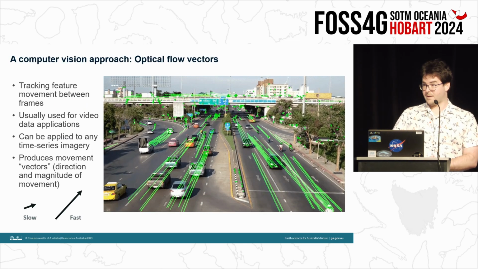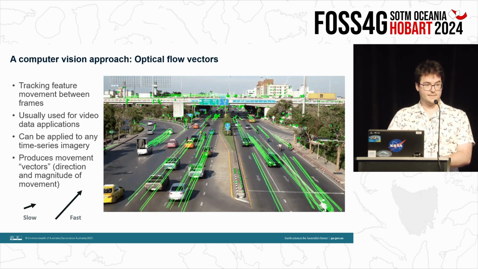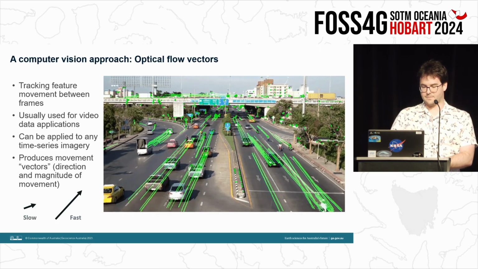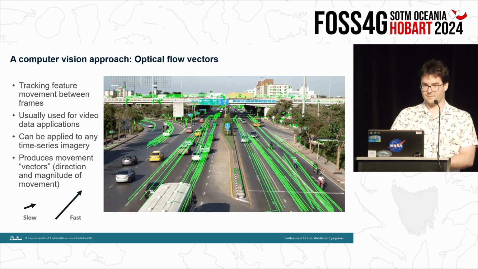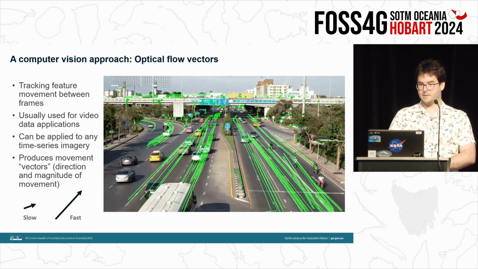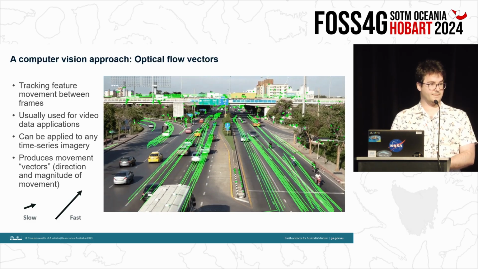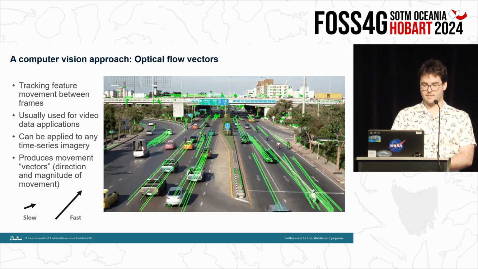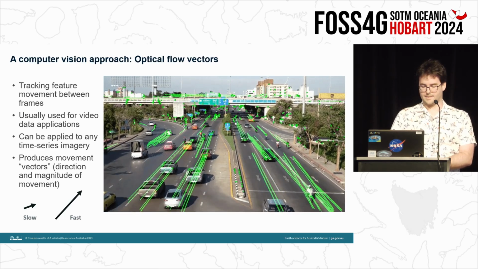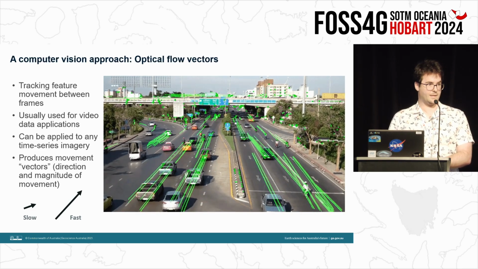There are some really neat approaches for doing this that already exist. Optical flow vectors are essentially a way of tracking movement between video frames. These are usually used for video applications. I think Tesla cars use this for tracking features they encounter as they drive. But they can be applied to any time series imagery. So we can apply this directly to our time series elevation data and start to look at change in these horizontal, spatial directions. What you get out is a set of vectors, of arrows, where long arrows are fast movement and short arrows are slow movement.